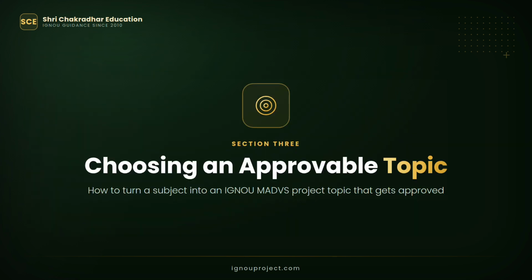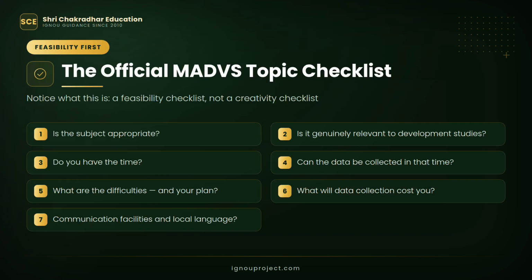Section 3. Choosing an MADVS project topic that actually gets approved. The official guidance gives you a checklist for choosing a topic, and notice that it is a feasibility checklist, not a creativity checklist. Is the subject appropriate? Is it genuinely relevant to development studies? Do you have the time?